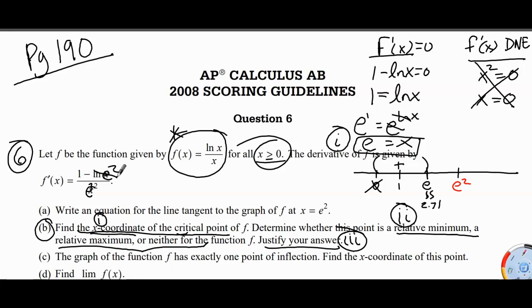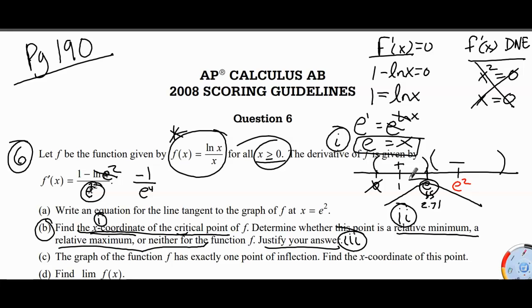So 1 take away 2 is negative 2, or negative 1, I'm sorry, back up there. Negative 1. And on the bottom we have e squared squared. Now it doesn't matter, if we're squaring things, it's always going to be positive. It's e to the 4th, but it doesn't really matter. So we have a negative over a positive, which means this is negative. So we have a slope that's going from positive to negative, which makes that critical value of e a relative max. So now we've answered the other question.